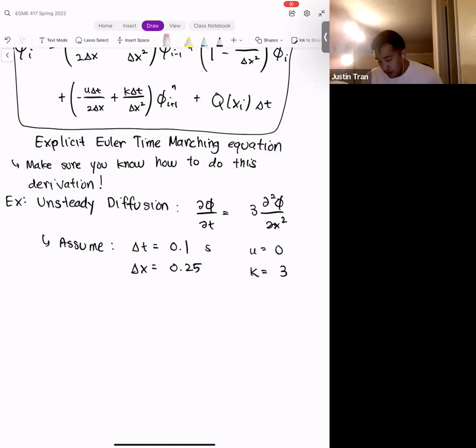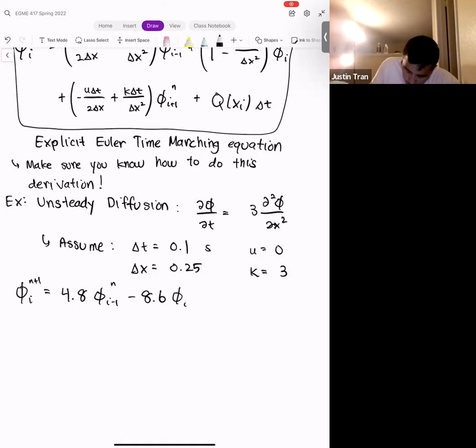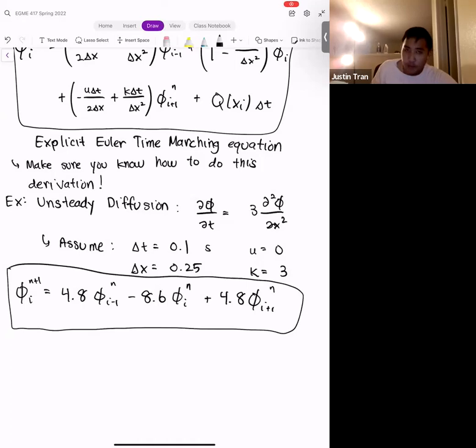Okay, so let's go ahead and plug in the variables here. If we plug in the variables, phi at i at n plus 1 is equal to 4.8 phi at i minus 1 at n, minus 8.6 phi at i at n, plus 4.8 phi at i plus 1 at n. And so here is our time marching scheme right here. So this formula can be directly applied.